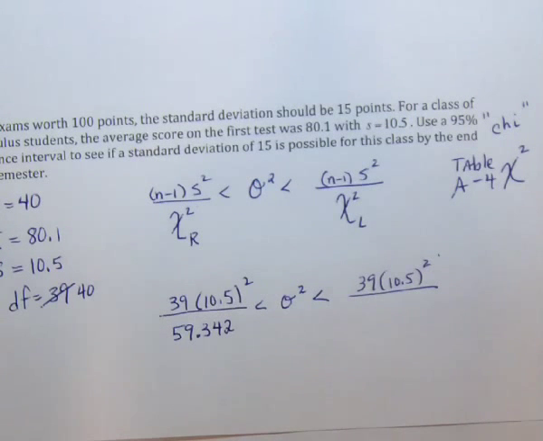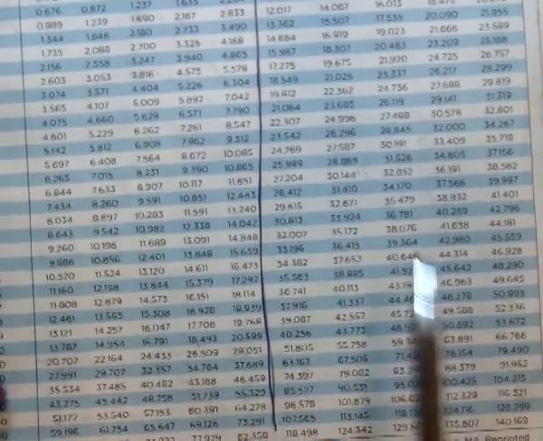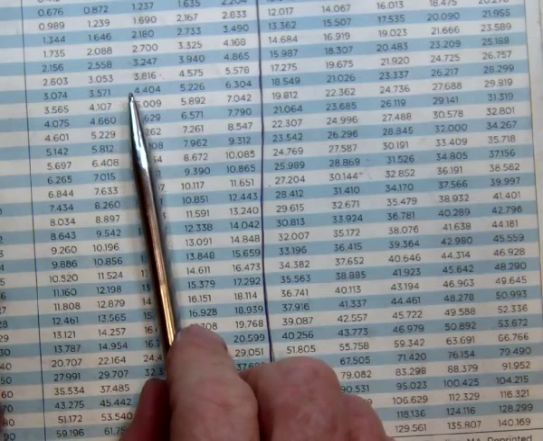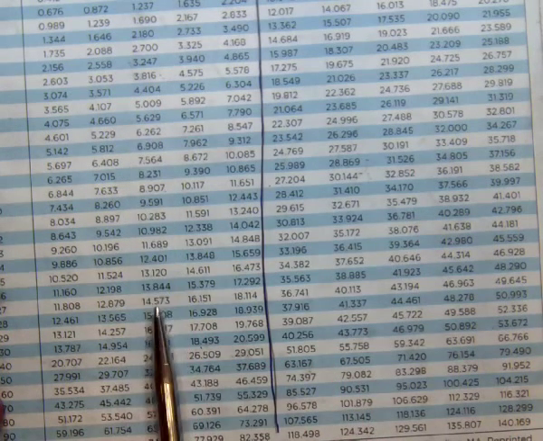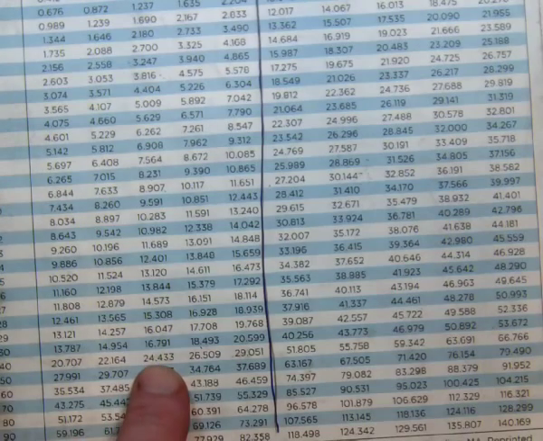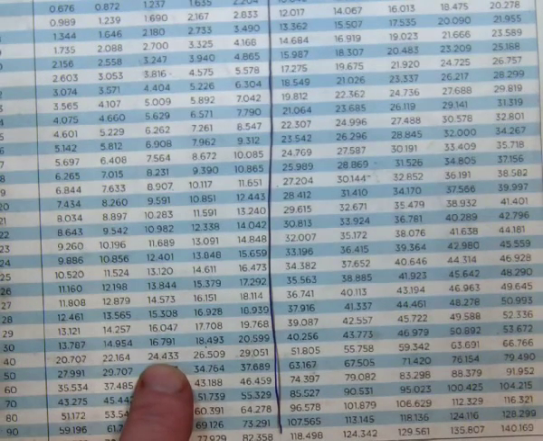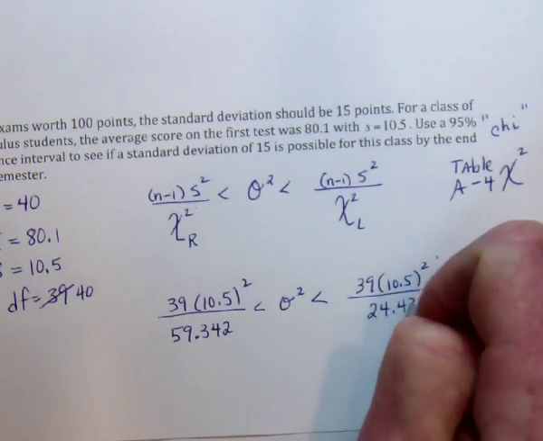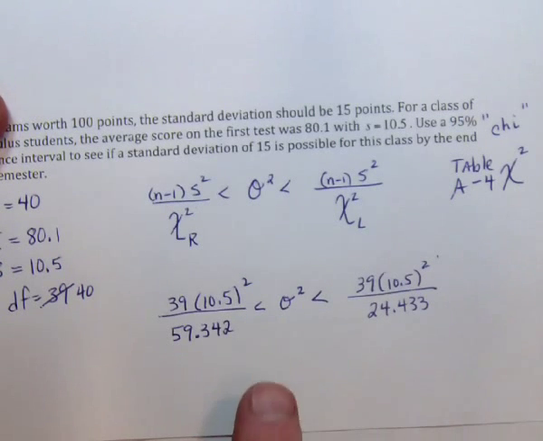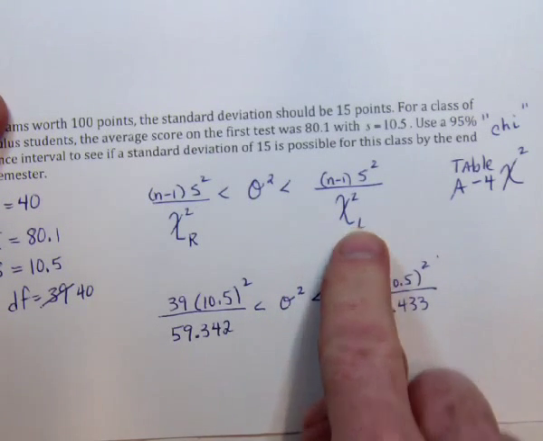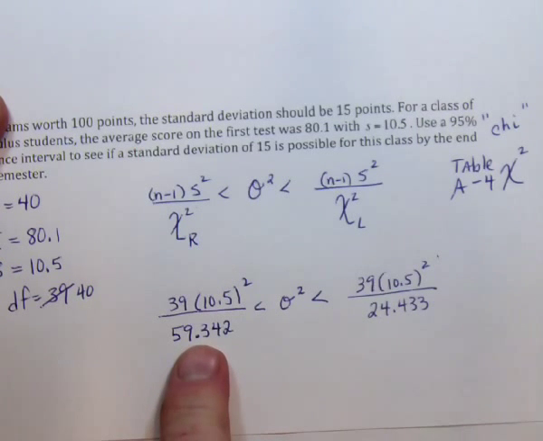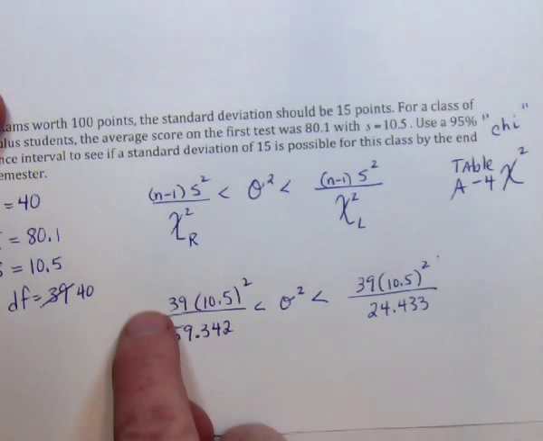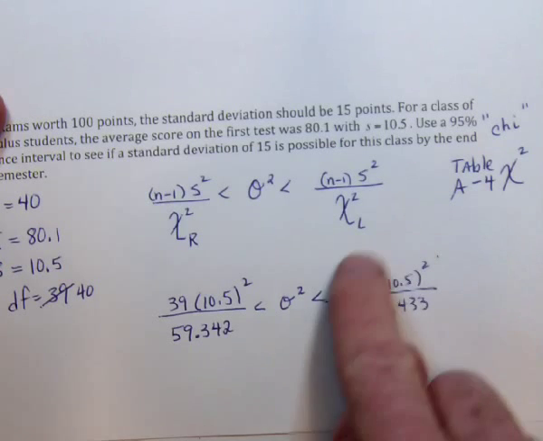So now we need chi-squared left that goes over here. So that's going to be this column and go down to the 40. So that's right here at 24.433. And the reason for the whole chi-squared left goes on the right and chi-squared right goes on the left is because right here you put the bigger number on this side so that when you divide by the bigger number, it puts the smaller result here. When you divide by a smaller number, it puts the bigger result right here.